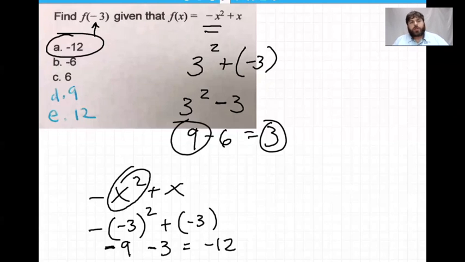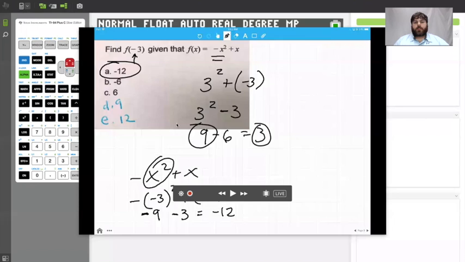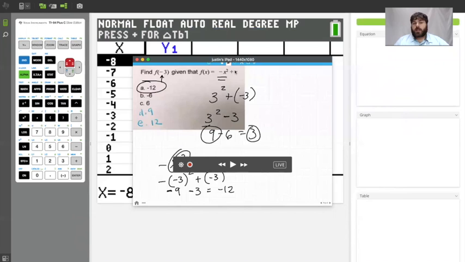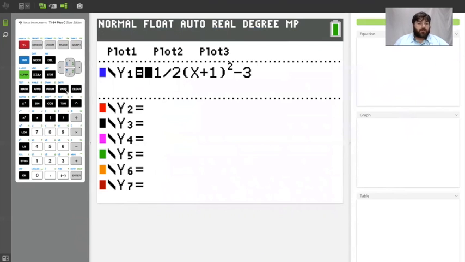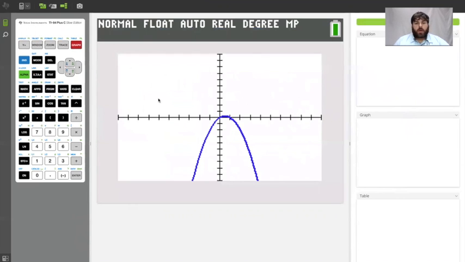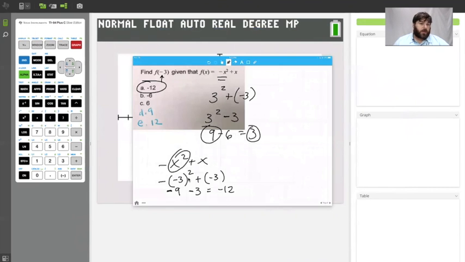Okay. You could do some things here with your graphing calculator. Remember, they give us a function, and then they tell us that x is negative 3. If you're told a function, you can always graph it. We could put negative x squared plus x, and then graph it. When I look at x equals negative 3, what is the y value that's associated with it? Something negative, and it looks like it's pretty close to negative 10. So it's really only got to be A.